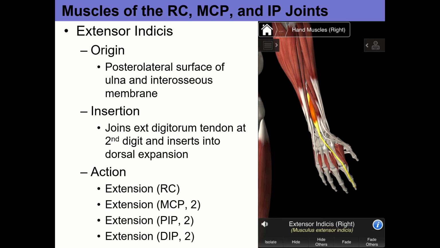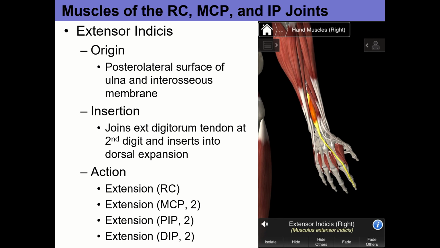What is that? Interosseous: inter means between, osseous means bones. So an interosseous membrane is a membrane or a layer of fascia that runs between two bones. We have an interosseous membrane between the radius and the ulna, and a similar structure in the lower leg, where you have an interosseous membrane that runs between the tibia and the fibula.